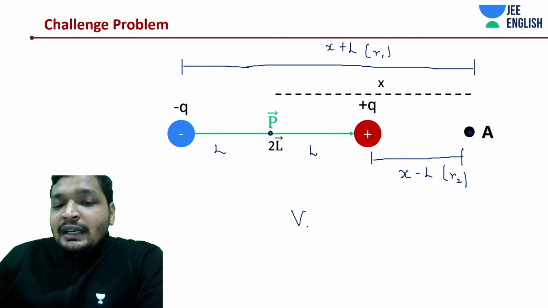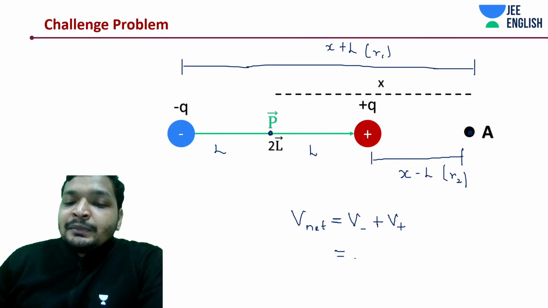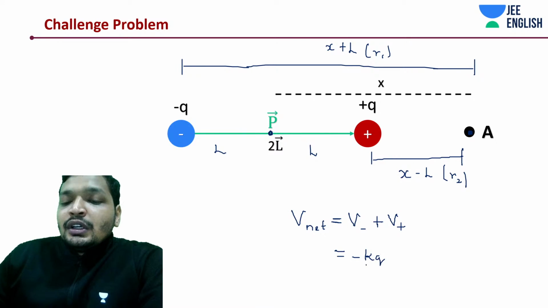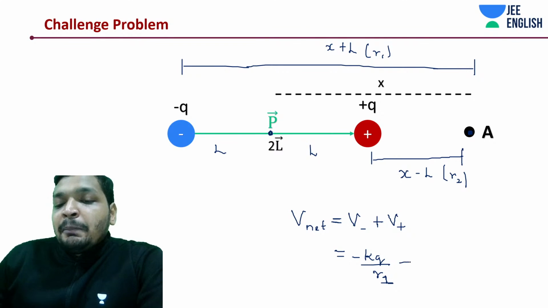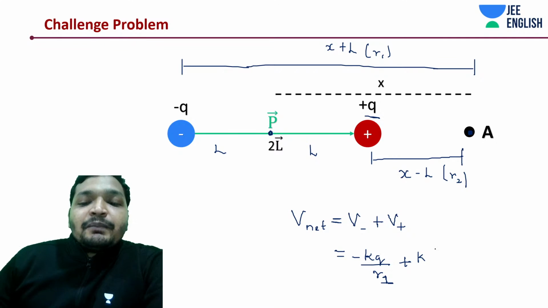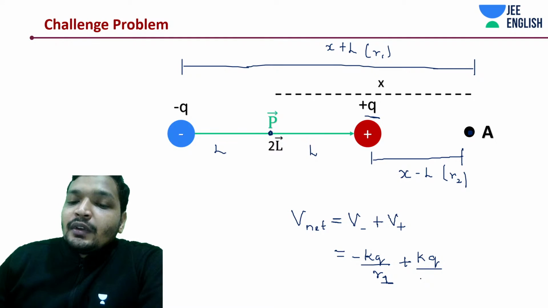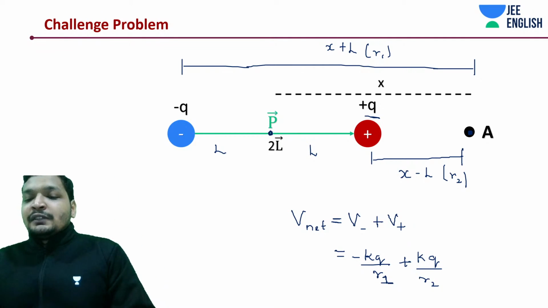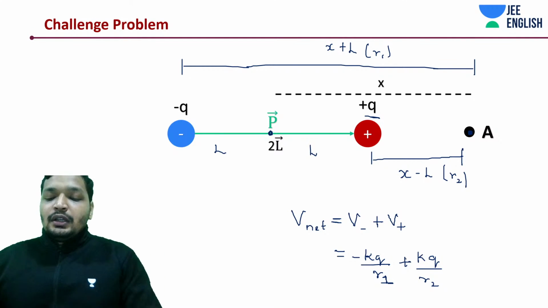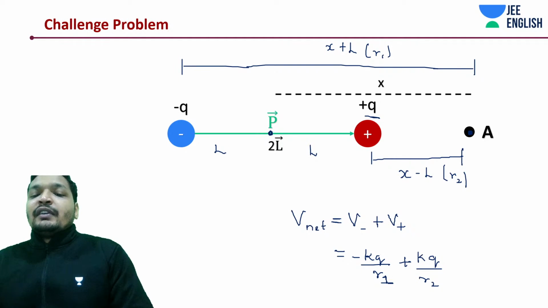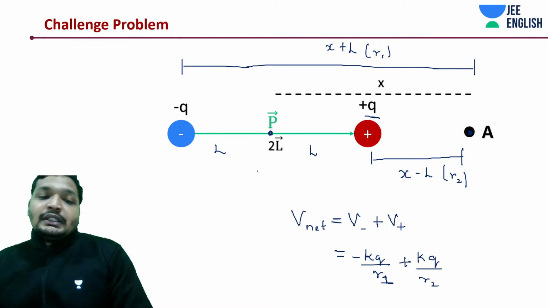What is the electric potential? The net electric potential would be one due to your negative charge and the other due to your positive charge. Adding them up, this is going to be minus kq divided by R1, and plus kq, due to this positive charge at a point A at a distance x from the dipole center, divided by R2. That is it. If you simplify this further, substitute the values of R1 and R2. Let me do it on the next page, so make sure you're taking down the notes, students.